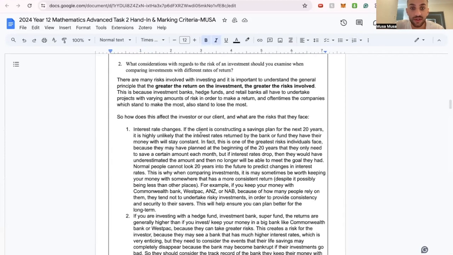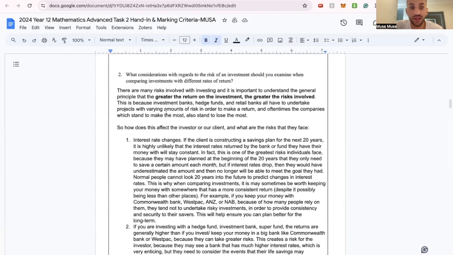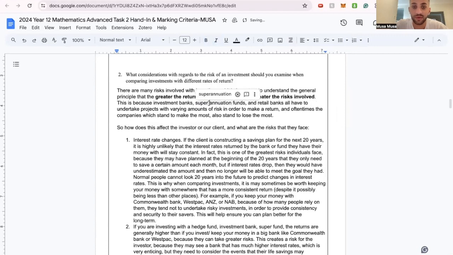There are many risks involved with investing, and it is important to understand the general principle that the greater the return on the investment, the greater the risks involved. This is because banks, funds, and retail banks are involved. Investment banks are like JP Morgan or Goldman Sachs. Hedge funds are like, if you have millions of dollars, you give it to these people. Superannuation funds are a better one to refer to.